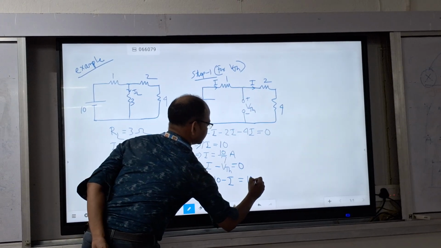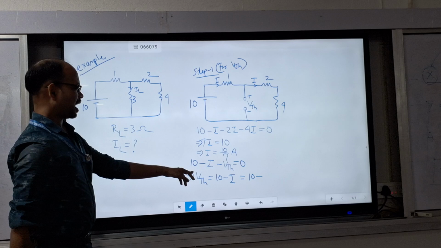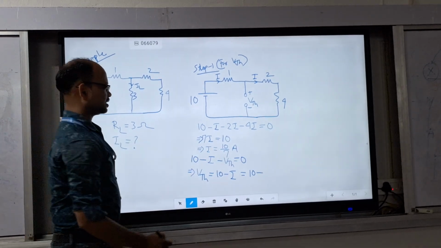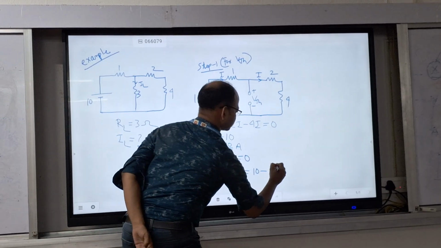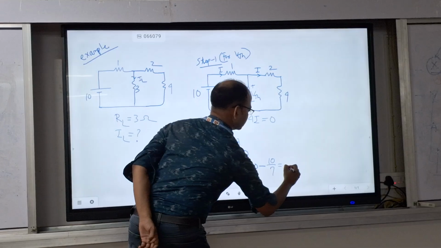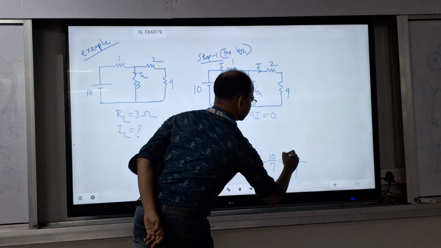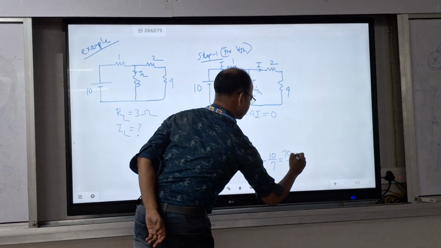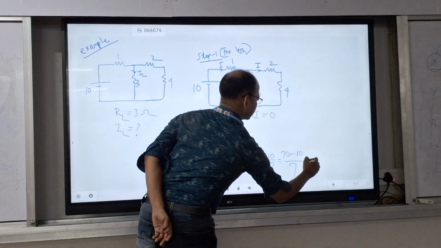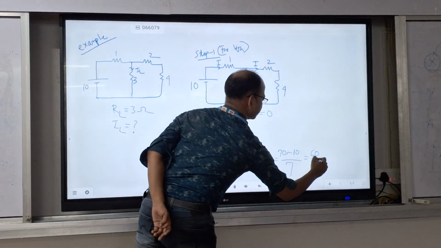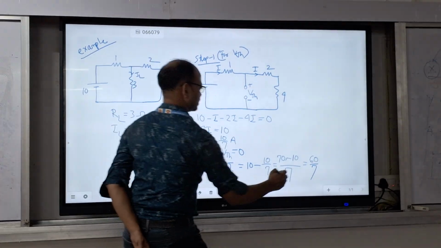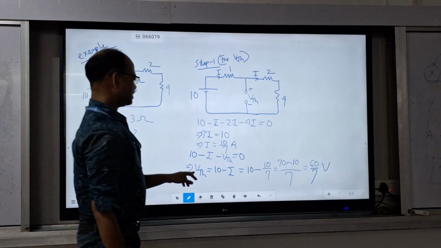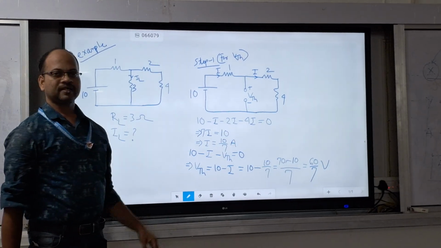This is equal to 10 minus I. I means how much you got? That is 10 by 7. So this is equal to 7. This is 70 minus, that is 10. That means 60 by 7. So that is 4. So you are getting VTH is equal to 60 by 7.